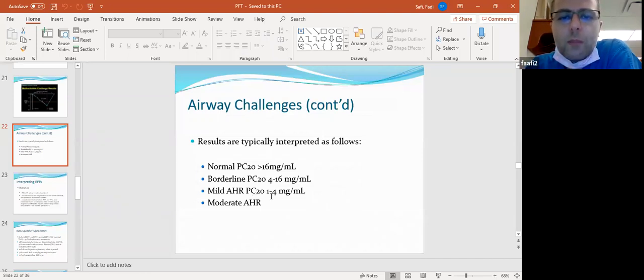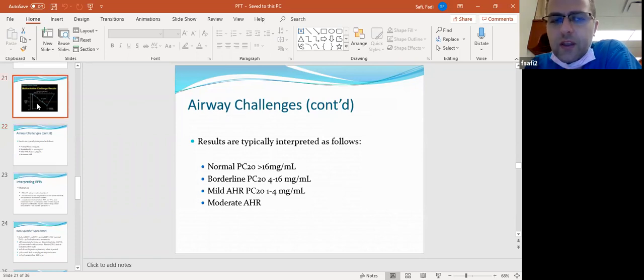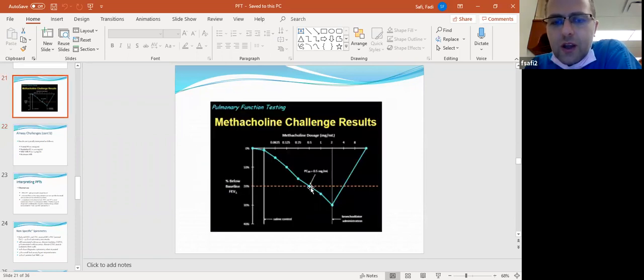Now, if somebody drops below 1, we call it AHR, which means airway hyperresponsiveness, or asthma. Mild, if anyone is between 1 and 4. Moderate or severe, anything below 1. So this patient dropped the FEV1 more than 20% at a concentration of methacholine of 0.5 milligram per ml. Therefore, this patient has severe airway hyperresponsiveness or severe asthma.